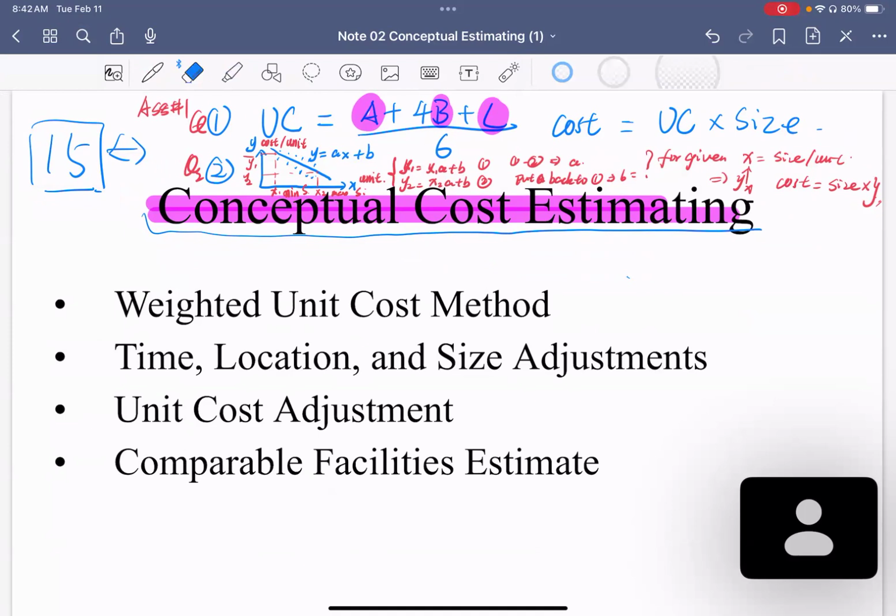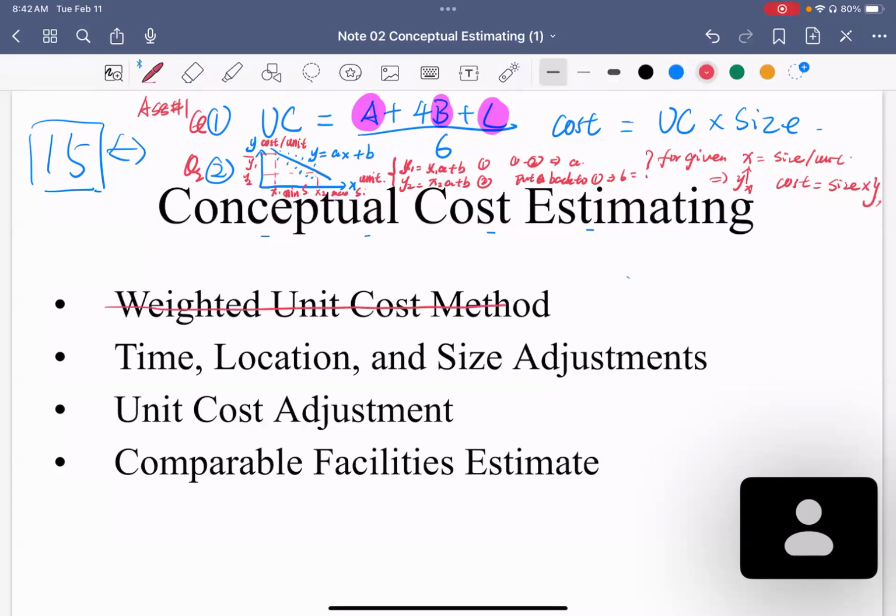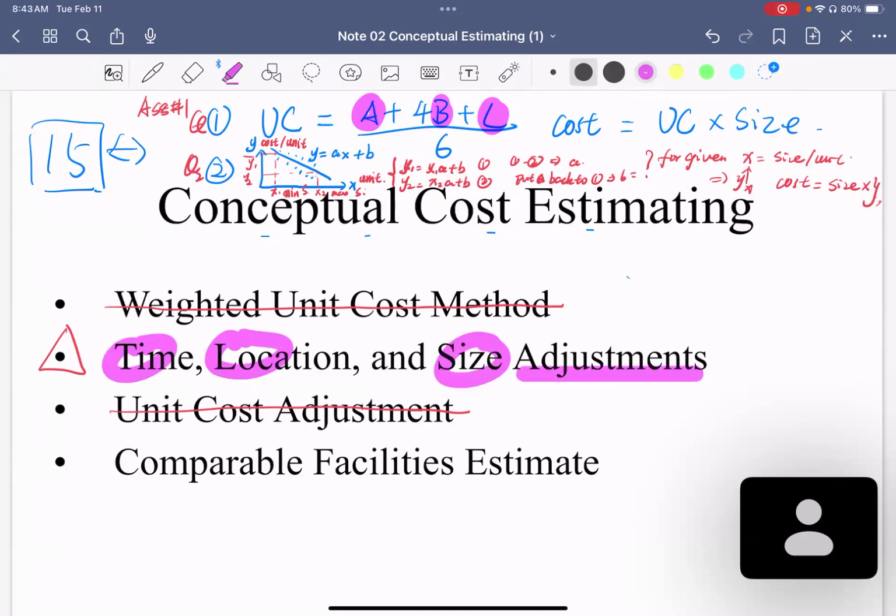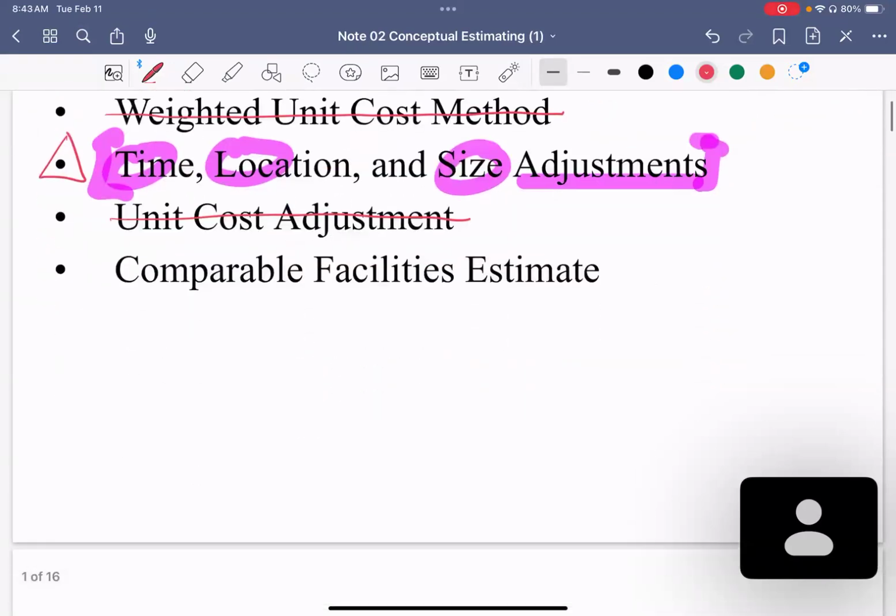All right, if no questions, today we are starting to learn the third method, which is the adjustments, right? We have done the weight cost method, we have done the unit cost adjustment, and today we are going to start learning the time, location, and size adjustments. This will be this week. We will do the learning today, and then we will do the quiz this Thursday. Let's see how far we can get in understanding this one. Maybe we will perform one more practice, and then we'll do the quiz.